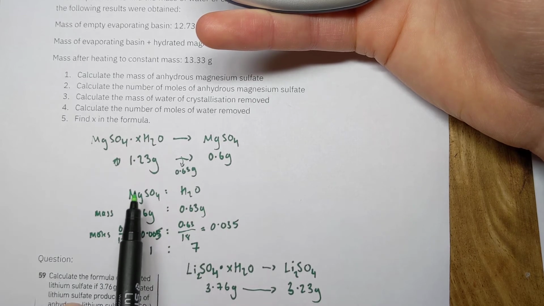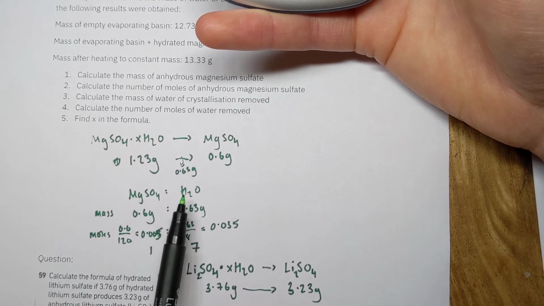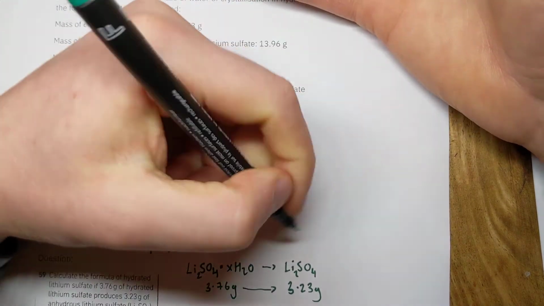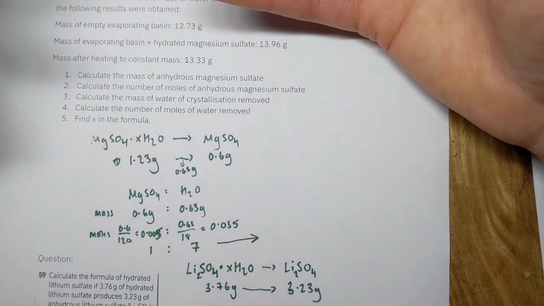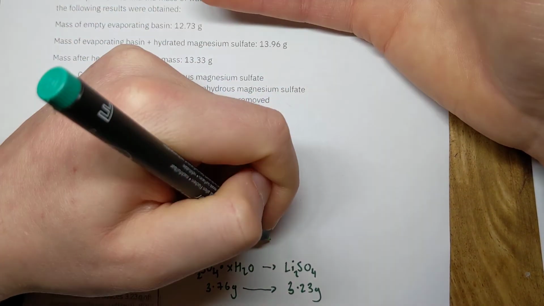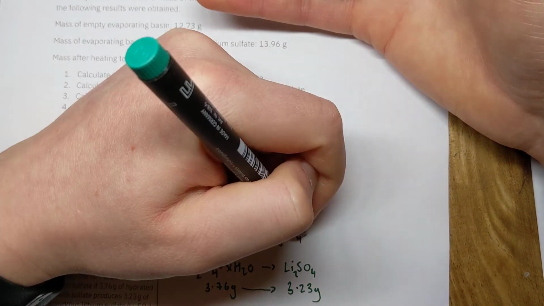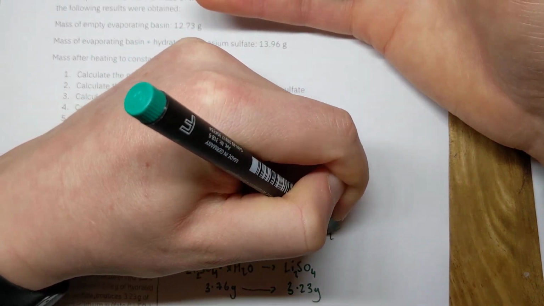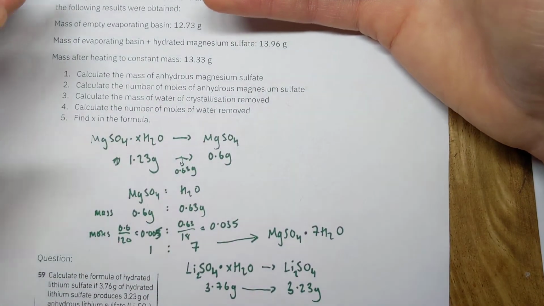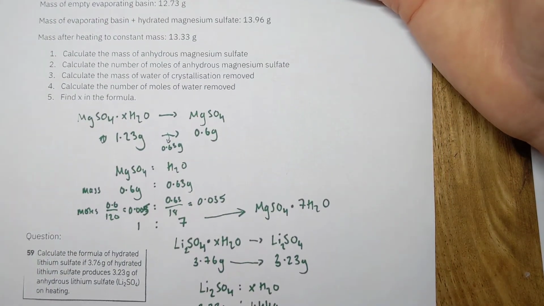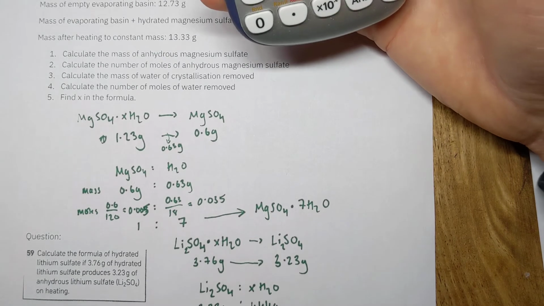It's a 1 to 7 ratio of the amount of magnesium sulfate to how many waters were there in the first place. Giving that as the proper formula will be MgSO4. I now know my X is 7 because there are 7 waters per magnesium sulfate. That gives me my final empirical formula.